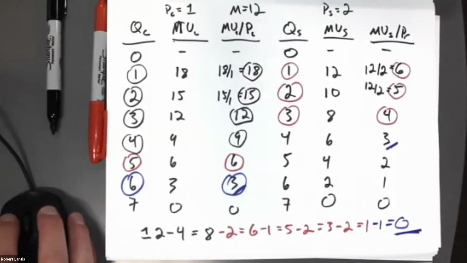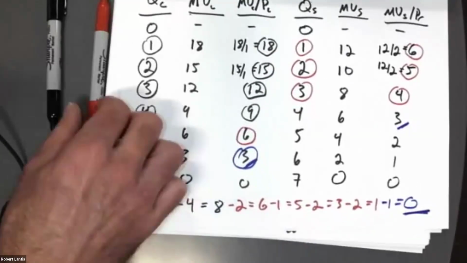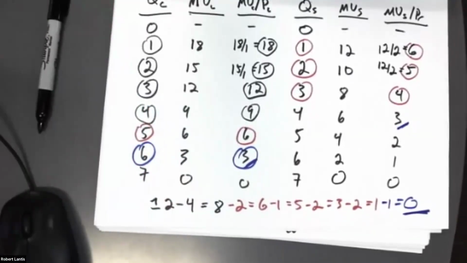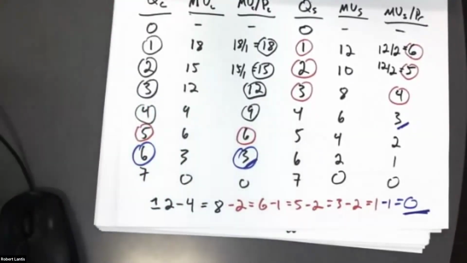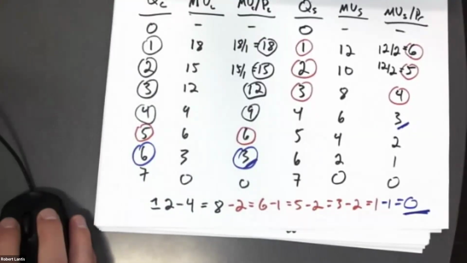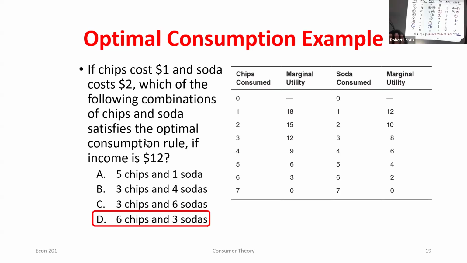All right. Any questions before we start making changes to this example here? Okay. So let me make a couple points here. When we had $12 of income, $2 and $1 as the cost of chips and soda, here was our optimal spending point.